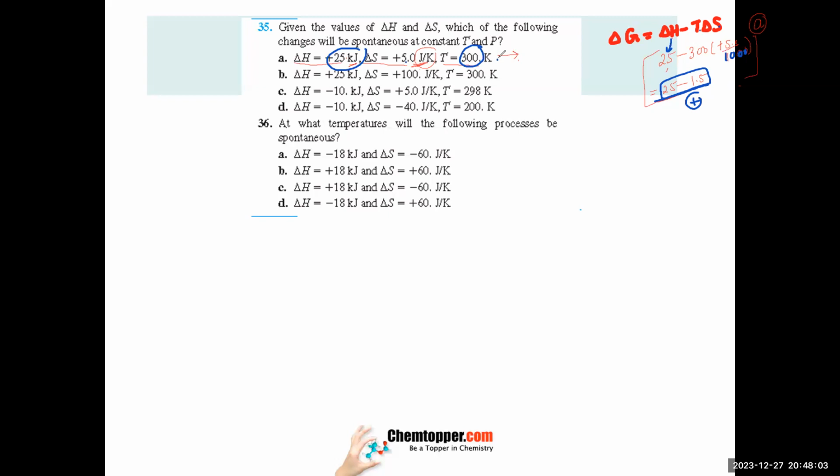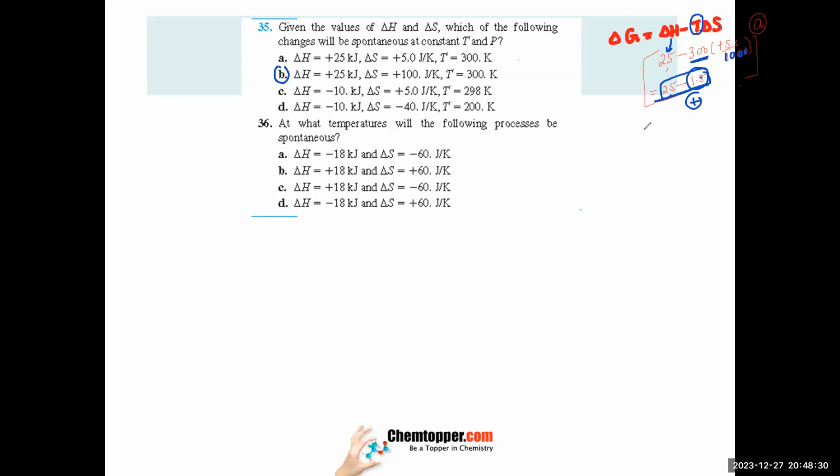Can I make this process spontaneous, children? How can I make this process spontaneous? Yes, increasing the temperature. Very good, Atharva. You were listening very carefully. You increase this temperature, make it higher so that this value becomes greater than 25. Then the answer will be negative. Let's see the B part.